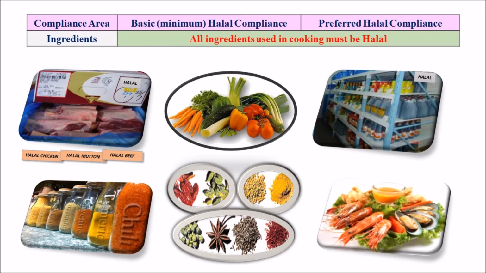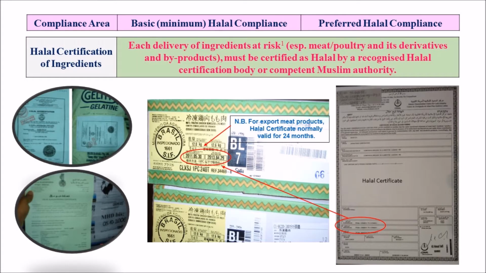Number one. Basic requirement or preferred level, of course, when you talk about ingredient, all ingredients used in cooking for halal must be halal. Very straightforward. No minimum, no half halal. Chicken must be halal, beef, lamb, mutton must be halal, all the spices, everything must be halal, not intoxicating, not hazardous, not poisonous. This is straightforward.